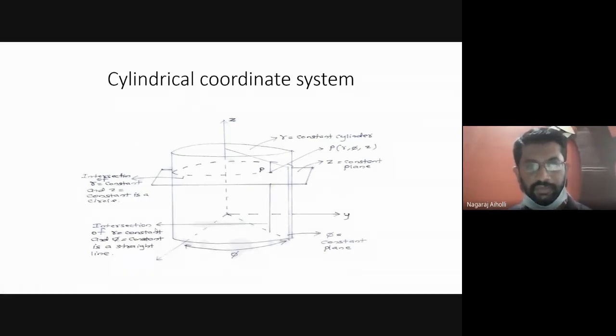Intersection of r equal to constant, so this is r equal to constant, and phi equal to constant. What is phi? How are we getting phi? Angle phi. This is the structure here, which we have placed at an angle phi with respect to the xz plane. This is x, this is y, this is z. I have placed this plane at a certain angle phi with respect to the xz plane.